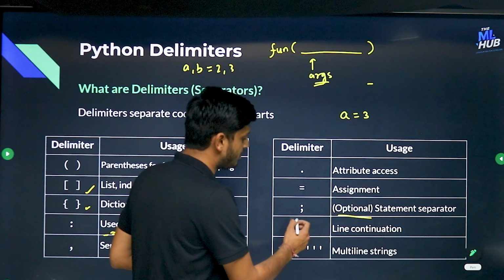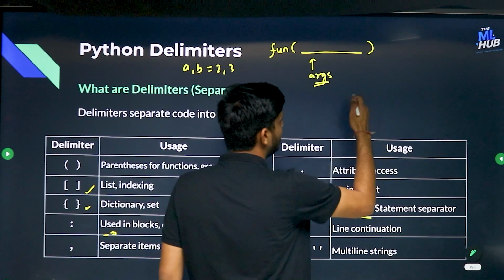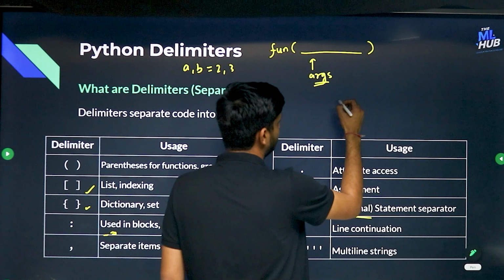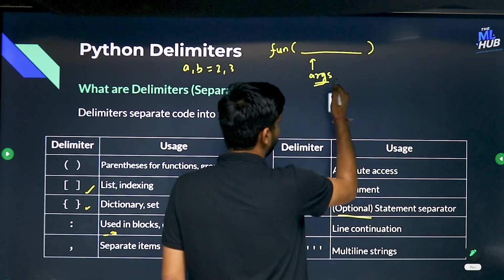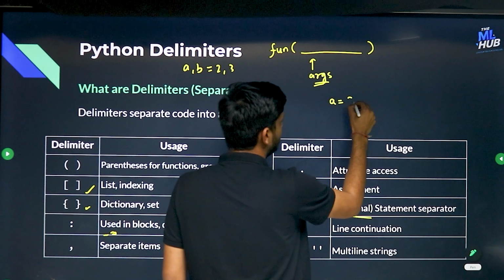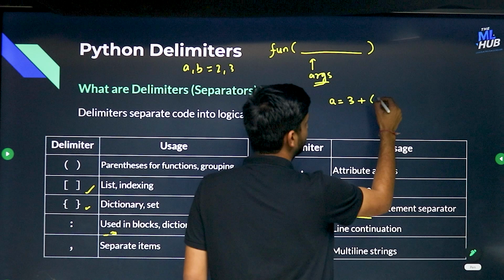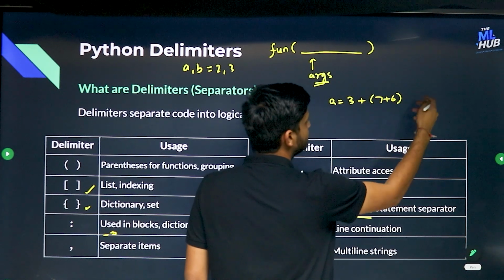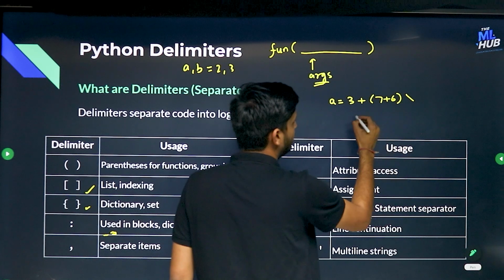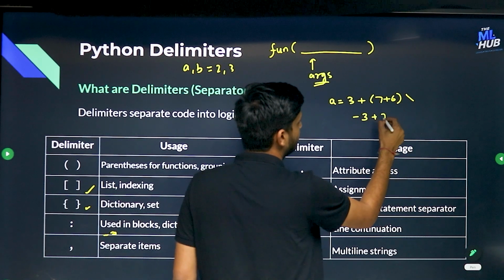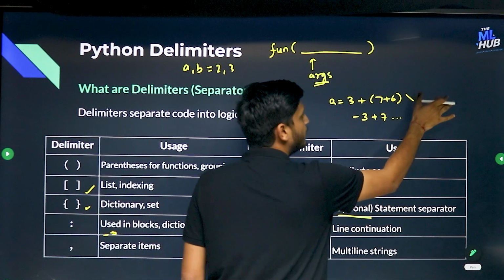Then line continuation or backslash. If you want to write a single line in multiple lines, let's say you're trying to write a = 3 + 7 + 6 - and something, but you don't have enough space. You can use a line continuation character here and then write - 3 + 7 like this. This means whatever is written in the next line is a part of this line only.